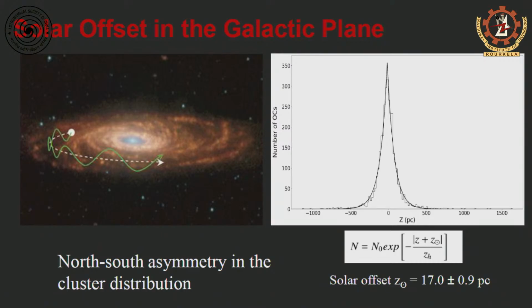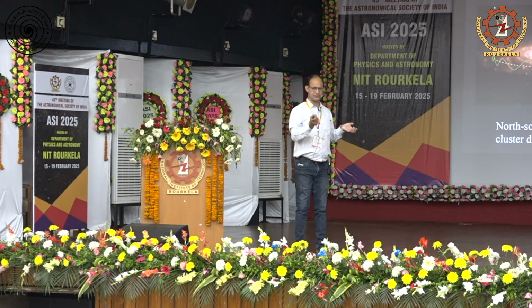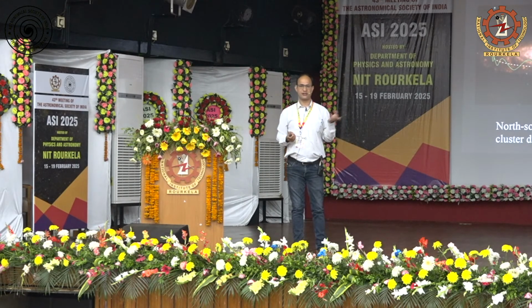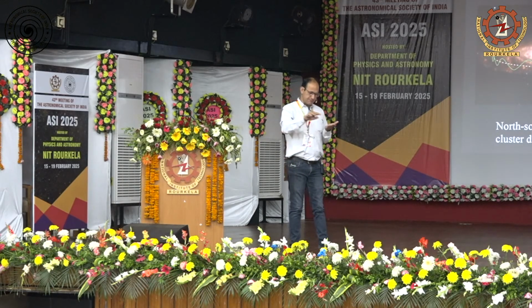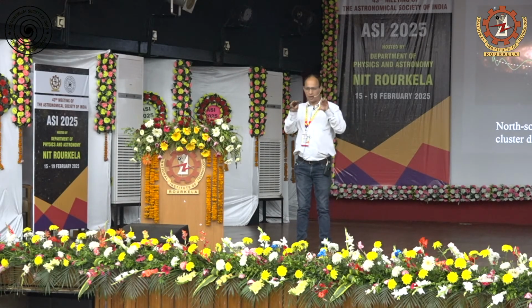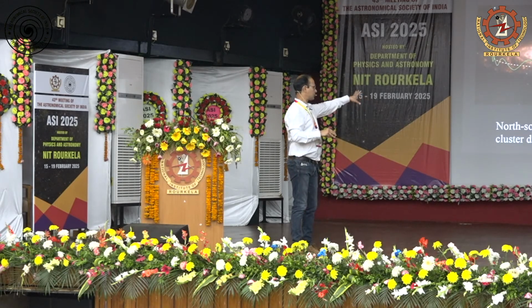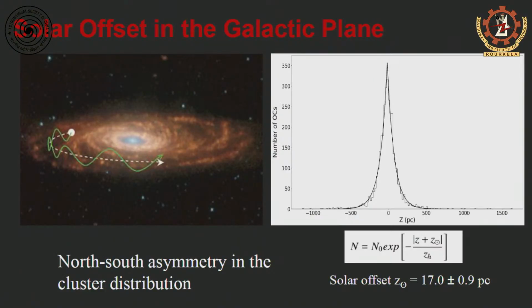It is not just seen using the star clusters, but also in other stellar population distributions like OB stars, Cepheids, star forming regions, and molecular clouds. All these planes are below today's galactic disk, and the Sun is almost 17 parsecs above these planes defined by various stellar populations.